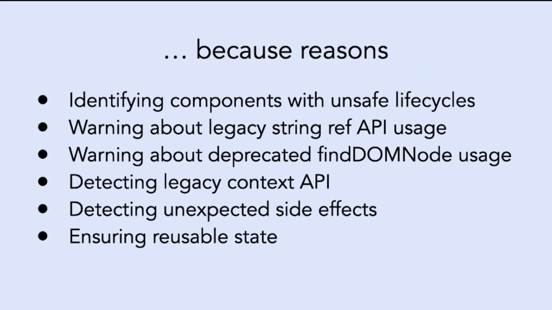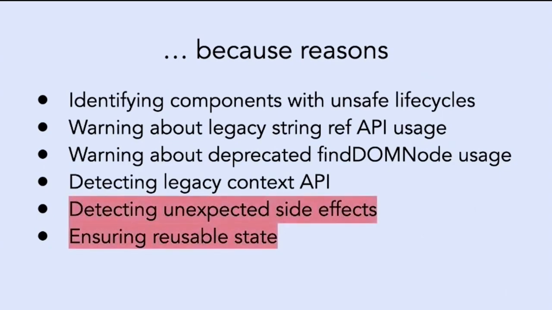But the last two are interesting because they came with React 18. They say detecting unexpected side effects and ensuring reusable state. So what they're doing is making sure that when you start your application, they render everything twice, they run every effect twice, they basically do everything twice. And it gets really, really annoying. It has a purpose. But by the way, only if you have strict mode and only in development mode. So yes, that means your app will behave differently in development than in production. It's completely fine. Just kidding. But it has this purpose that you start cleaning up your effects. You should do the proper cleanup.